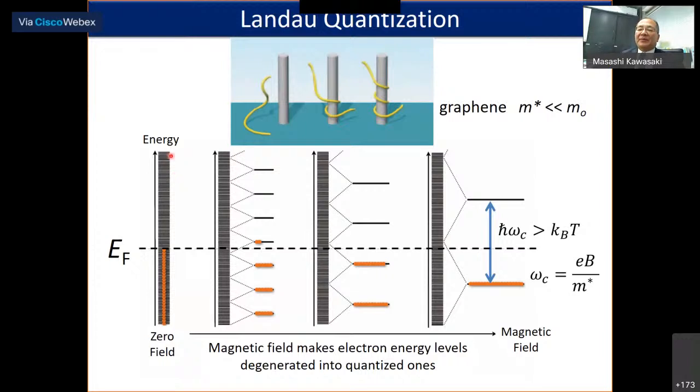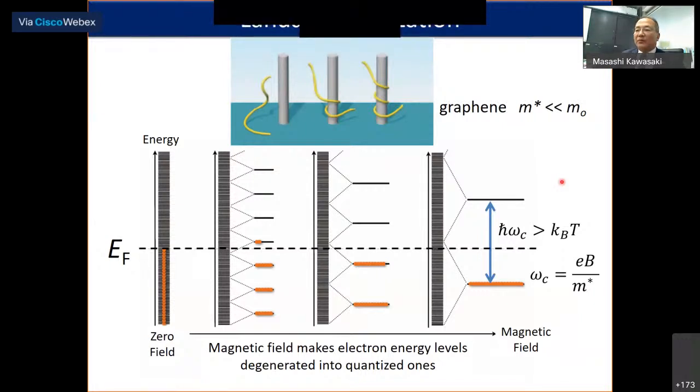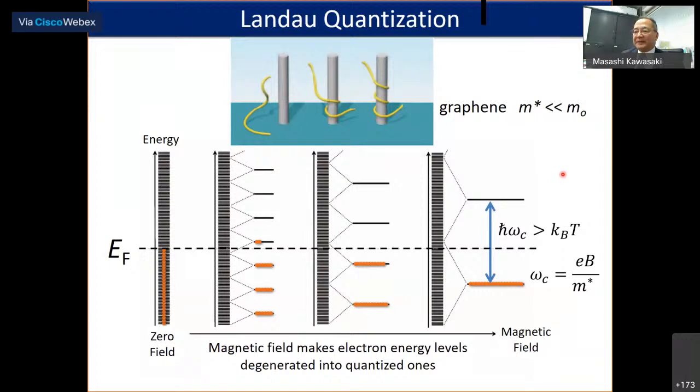So this is the view. If you don't have a magnetic field, in the conventional degenerate semiconductor, the density of states is nearly constant, and you have many levels. But once you apply a magnetic field, all these states degenerate into quantized states. Then if you make the magnetic field greater and greater, the energy separation between the Landau levels becomes bigger and bigger. And the number of levels below the Fermi energy is your filling factor. This is filling factor 1, and 2, and 3. And this is because of the topological nature of the electron wave function, a very old topological effect.